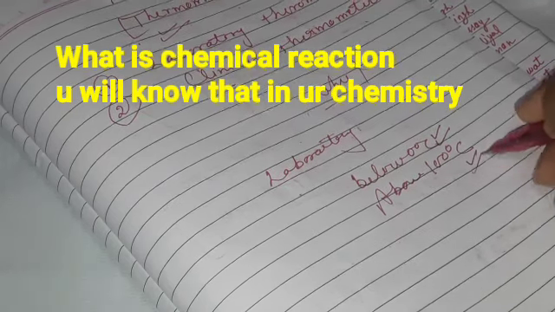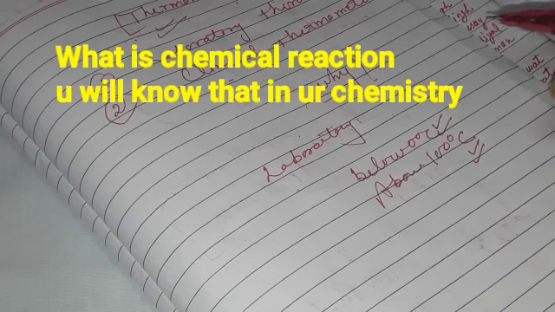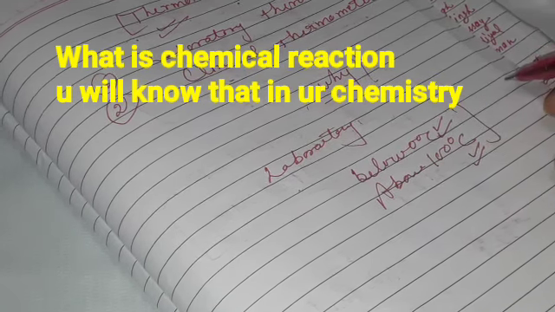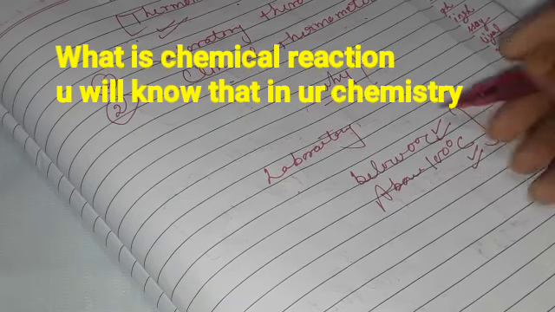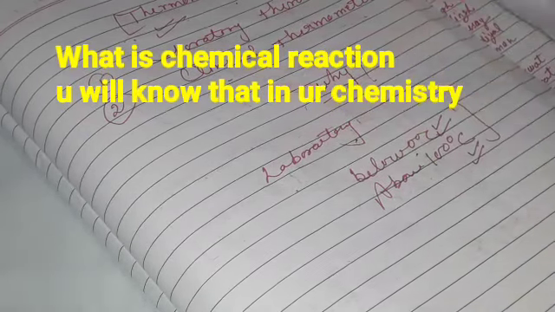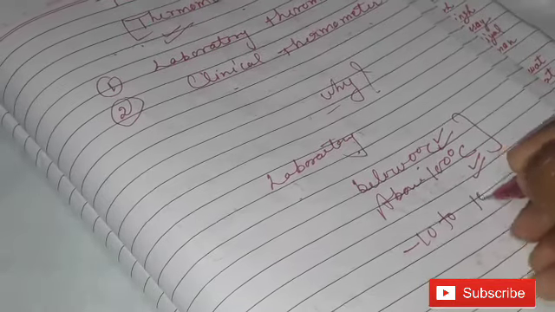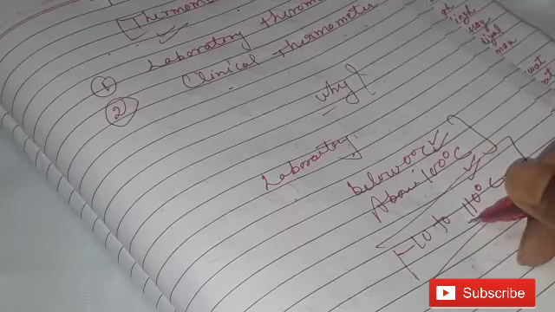Some reactions contain very high temperature, some reactions happen with very low temperature. So in a lab there is no specific condition for reactions. That's why we use laboratory thermometer, and that's why there is a temperature from -10 to 110 degree centigrade. Understand?